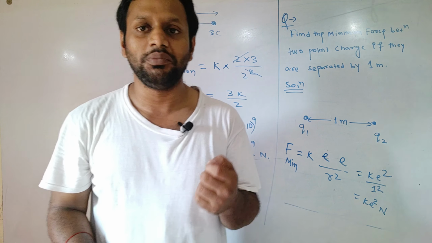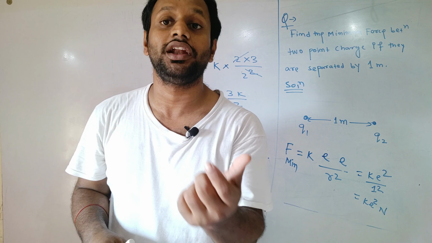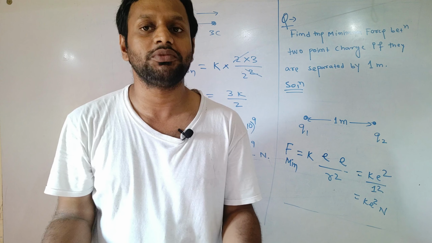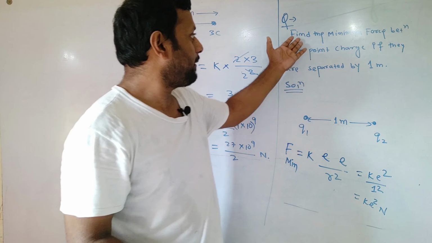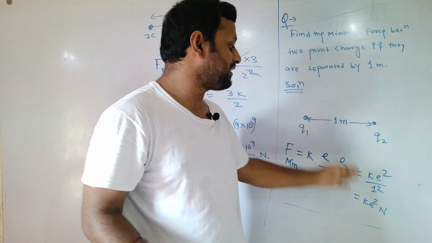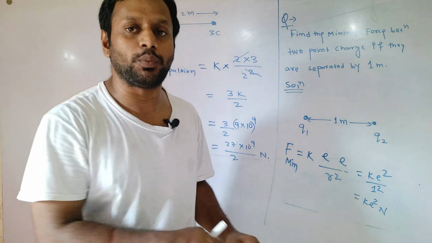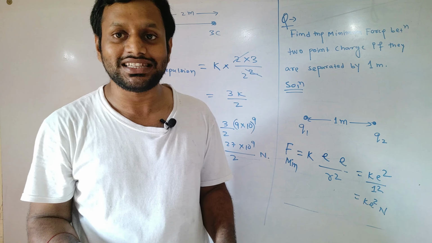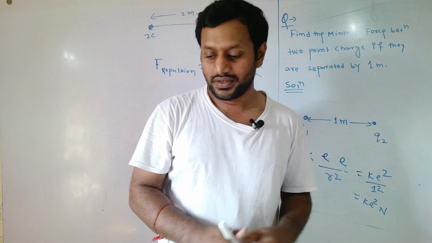If I need to calculate the minimum force, then Q1 and Q2 will be minimum. The minimum charge that exists is the electronic charge. So, find the minimum force between 2 point charges if they are separated by 1 meter. The answer is K E square newtons, where K is the Coulomb constant. You have to put that value, and E is equal to 1.6 into 10 to the power minus 19. Clear? Because I need to calculate the magnitudes. Okay.